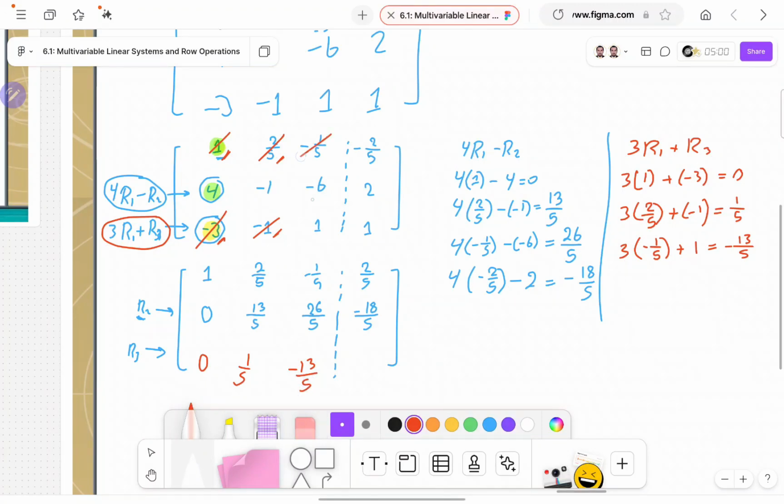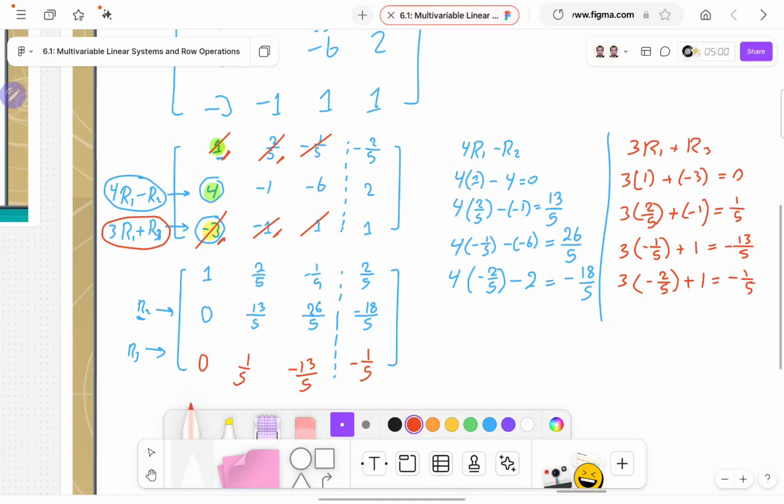Then let's continue, finish from this. Now 3 times row 1, negative 2 over 5, plus row 3, which is equal to 1. So the answer is negative 1 over 5. So we write here negative 1 over 5.